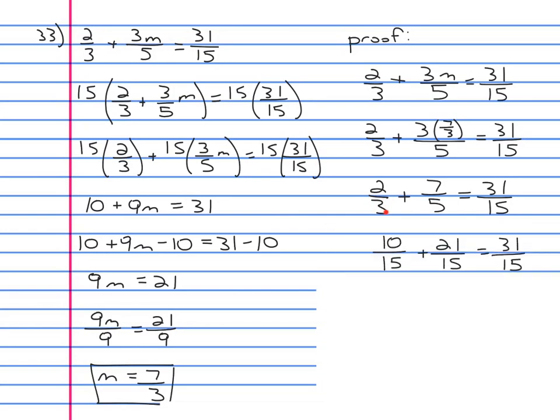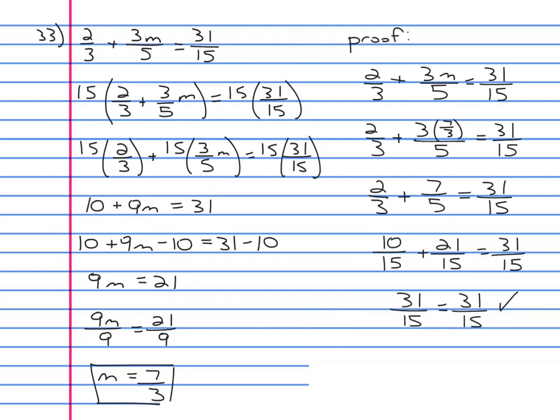So doing that, 3 times 5 would give you the 15, so 2 times 5 is 10. 5 times what gives you 15? 5 times 3. So 7 times 3, 21. Now that they're all 15ths, we have 10 of them, plus another 21 of them. What's 10 plus 21? That's 31. And they're still 15ths. And that's what was on this right-hand side. So 31 15ths equals 31 15ths.